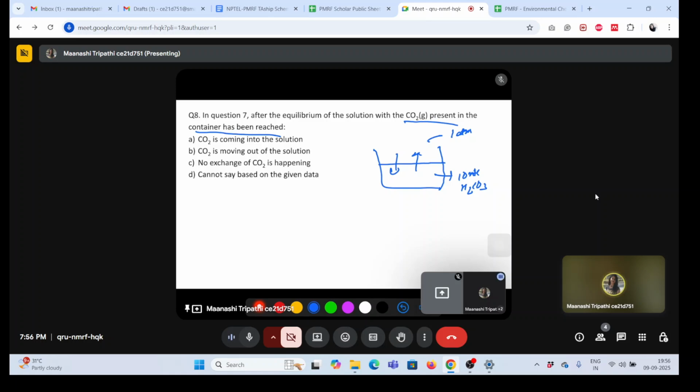Or no exchange is happening. Such kind of question. You can say if the thing is oversaturated or undersaturated or what. When we learn solubility equilibria, we will see more such questions.